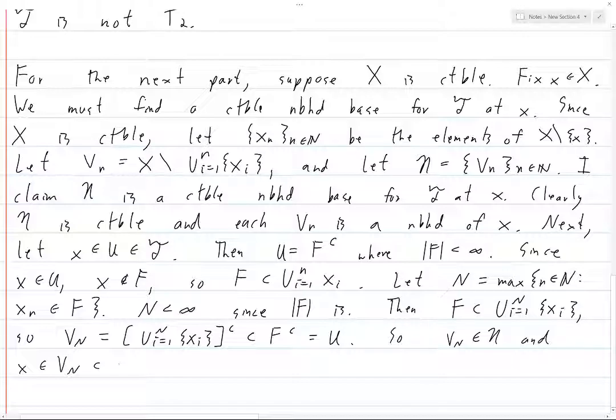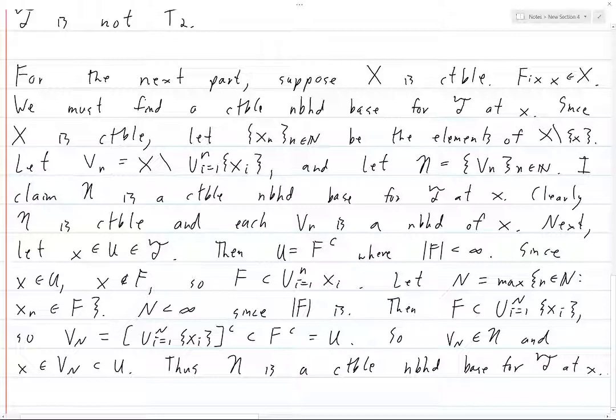Thus, fancy N is a countable neighborhood base for tau at x. Because that's what we need for N to be a neighborhood base. The other condition is that it consists of elements of the topology, so it does consist of open sets.